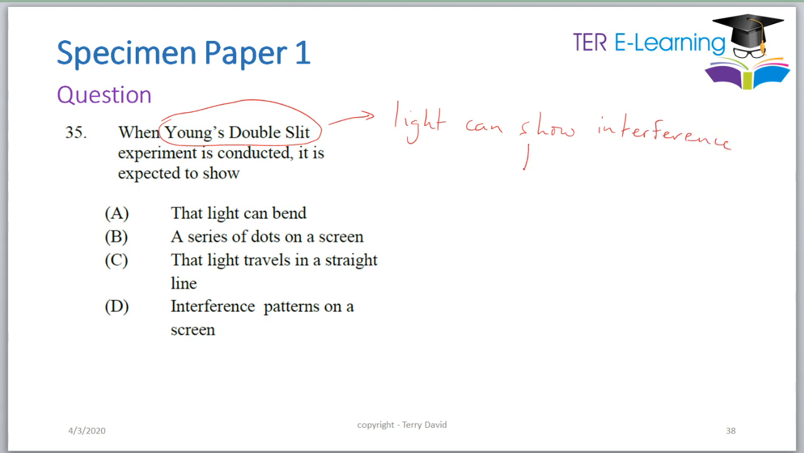And if it can show interference, it means it's a wave, right? So let's see what they want to know. It is expected that light can bend. Okay. A series of dots on a screen. Light travels in a straight line, and interference patterns on the screen. So basically the answer is D. We're looking for the best answer here. So the answer is D.